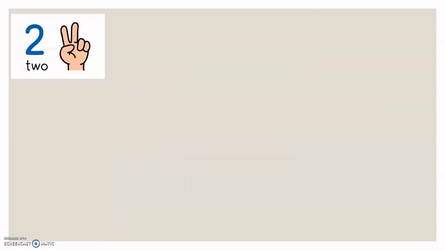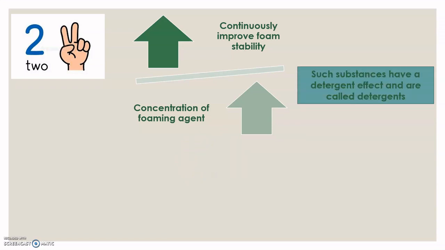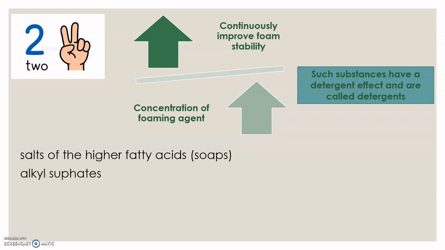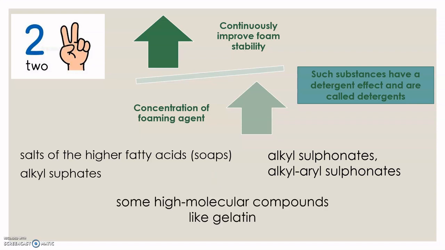The second type of foaming agent includes substances that continuously improve the stability of a foam when the concentration in the system is increased. Such substances also have a detergent effect and are called detergents. And these include salts of higher fatty acids, that is soaps, alkyl sulfates, alkyl sulfonates, alkyl aryl sulfonates, and some high molecular compounds like gelatin.